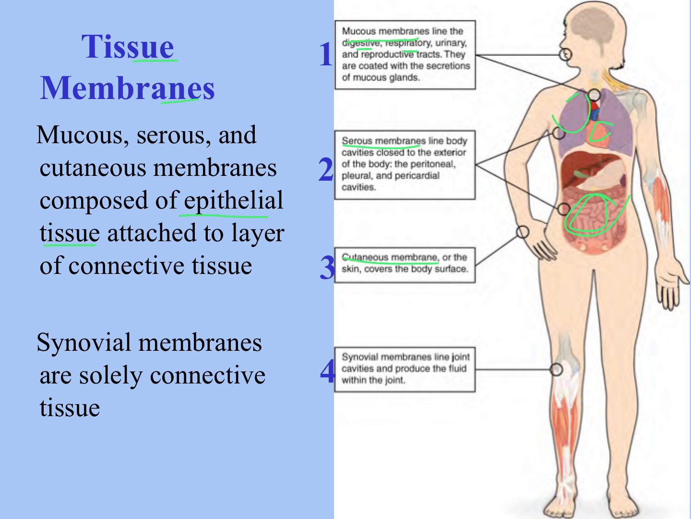The cutaneous membrane, which is the skin, covers our body, offers protection. That's pretty self-explanatory and will be talked more about in the skin section or integumentary section. And finally, synovial membranes, which are membranes that line the inner portion of joints, and they are the cells specifically that produce synovial fluid that lubricate the joints to aid in friction-free movement.